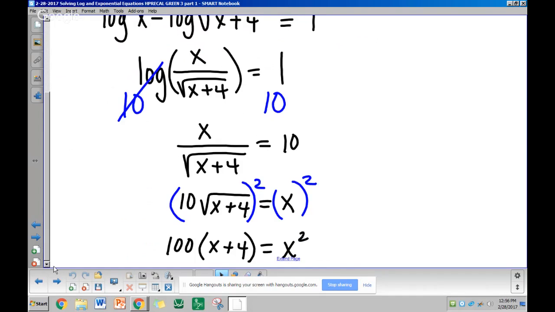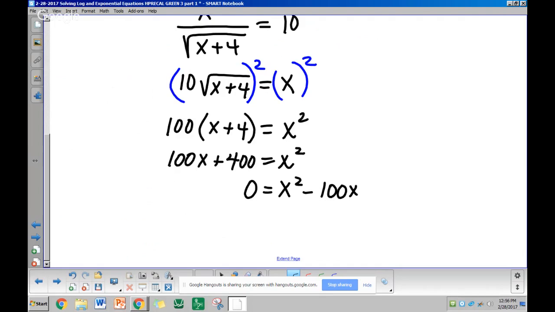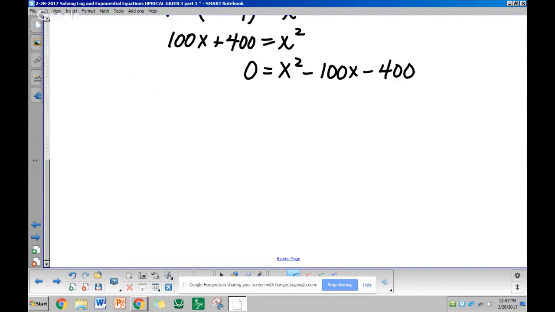Okay, so we squared both sides, introducing the possibility of extraneous solutions, but we're not going to worry about that. I'm going to distribute this: 100x plus 400 equals x squared. I'm going to set it equal to 0 by moving everything to the right: 0 equals x squared minus 100x minus 400. Sadly, this does not factor. Well, we could complete the square. That would be hard.